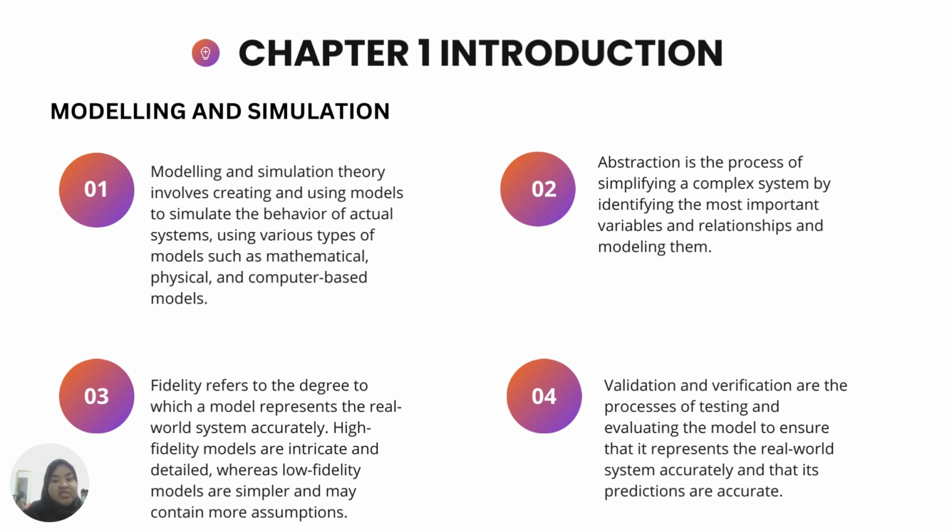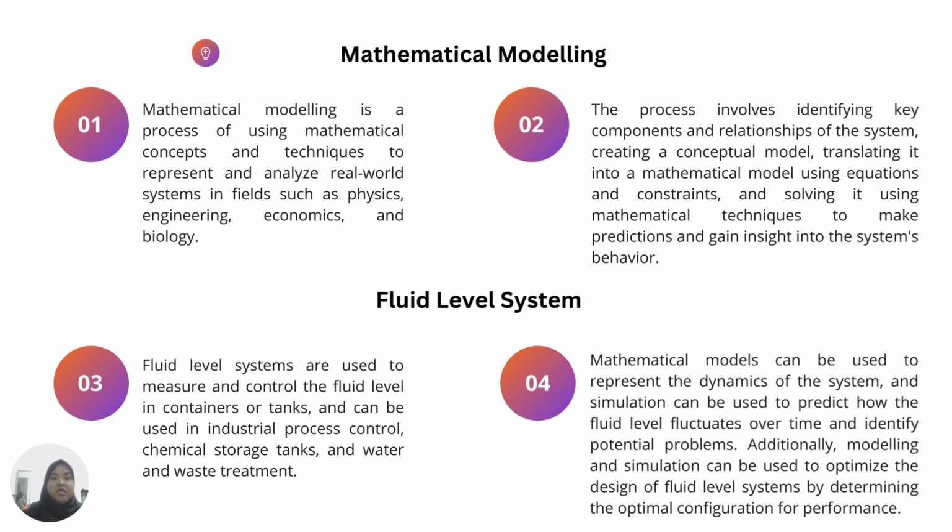And lastly is validation and verification. Are the process of testing, evaluating the model to ensure that it represents the real world system accurately and its predictions are accurate. So next, mathematical modeling. Mathematical modeling is a process of using mathematical concepts and techniques to represent and analyze a real world problem system in fields such as physics, engineering, economics, and biology.